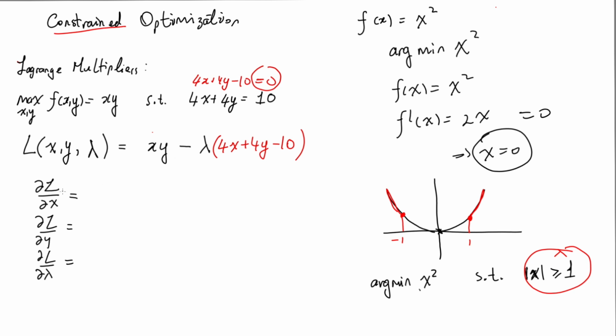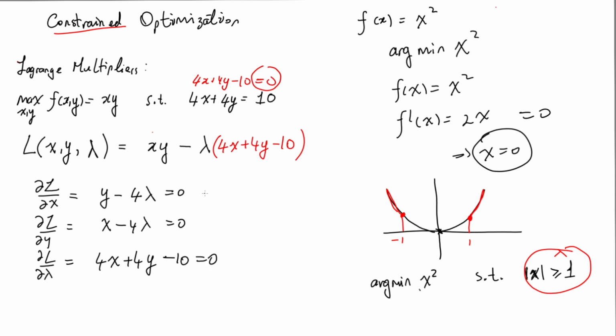So let's differentiate with respect to x. We get y minus 4 lambda equals 0. Here we get x minus 4 lambda equals 0. And then finally, differentiating with respect to lambda, we'll get 4x plus 4y minus 10 equals 0.